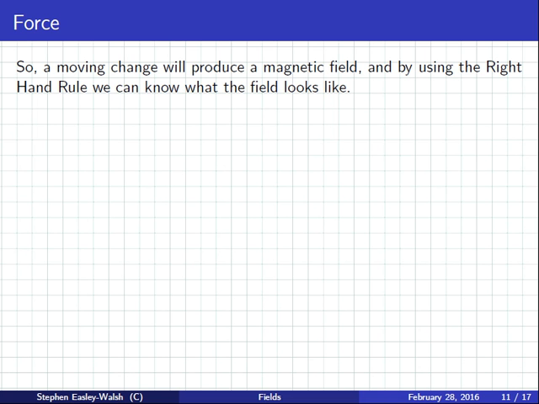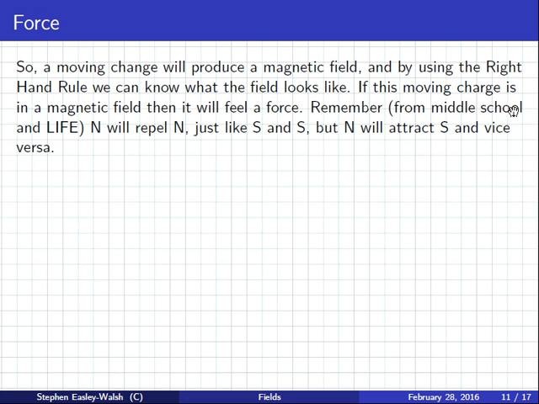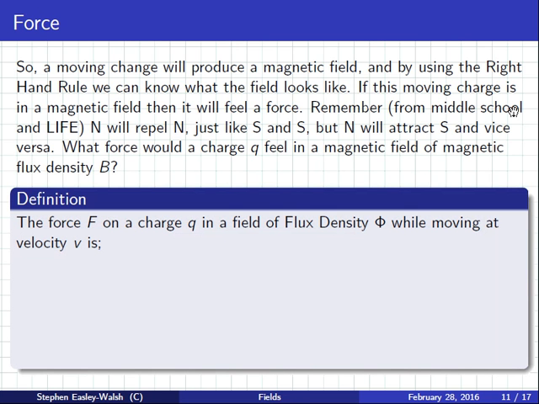Now you know that when you have a north and a north, what happens? They repel, and a north and a south, they attract. So remember from middle school and life that north repels north, S repels S, but N and S will attract.